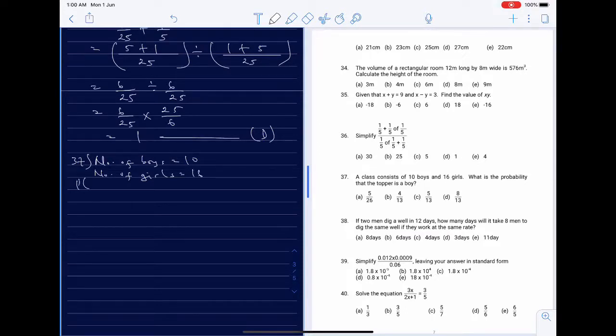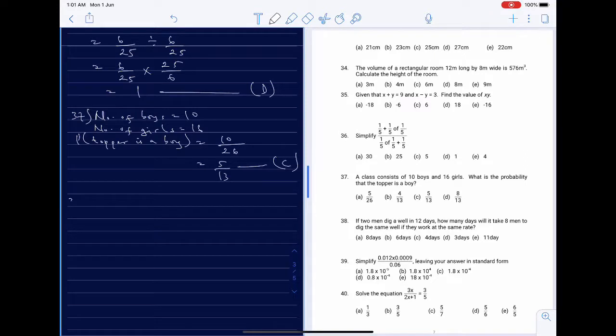So the probability that the topper is a boy will be equal to the number of boys, which is 10, divided by the total number of students in the class, over 26, and that's going to be 5 over 13. And the correct option is C. As you can see, the correct option is C. Now, number 38.